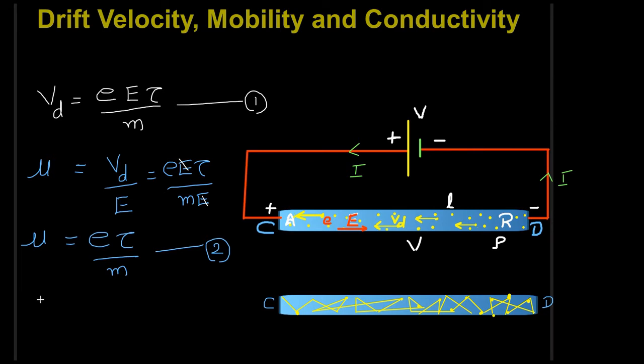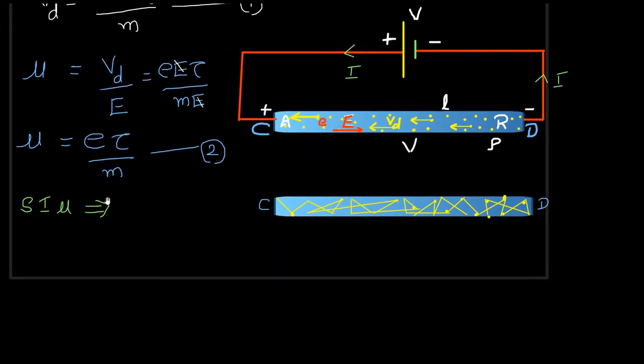What may be the SI unit of mobility? SI unit of mobility must be, charge e, that is current into time, or charge unit is coulomb. Tau, relaxation time, second, divided by m, mass, kilogram. So coulomb second per kilogram is the SI unit of mobility.